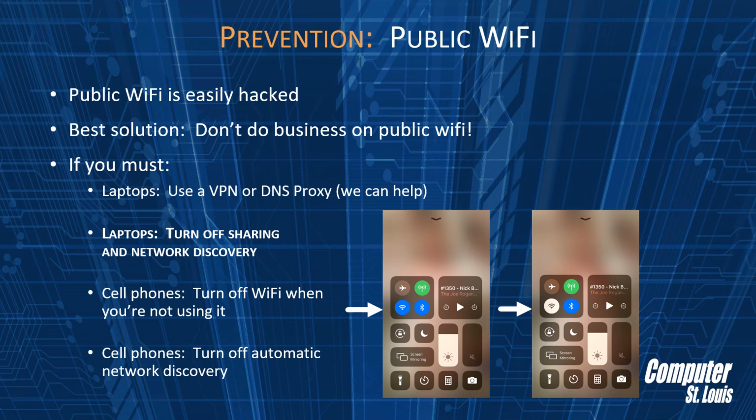Cell phones, we recommend turning off Wi-Fi when you're not using it. I am certainly guilty of leaving it on, but if you can get in the habit of turning it off when you're not using it, it's a good habit to be in. Also, automatic network discovery is a setting inside your cell phone. When it's turned on, your cell phone will be prompting you, saying, oh, you're in range of these wireless providers, do you want to join? Turn that off. It's a good idea to have that off because you just don't want to open the door. It's like an invitation that you just don't need to have.